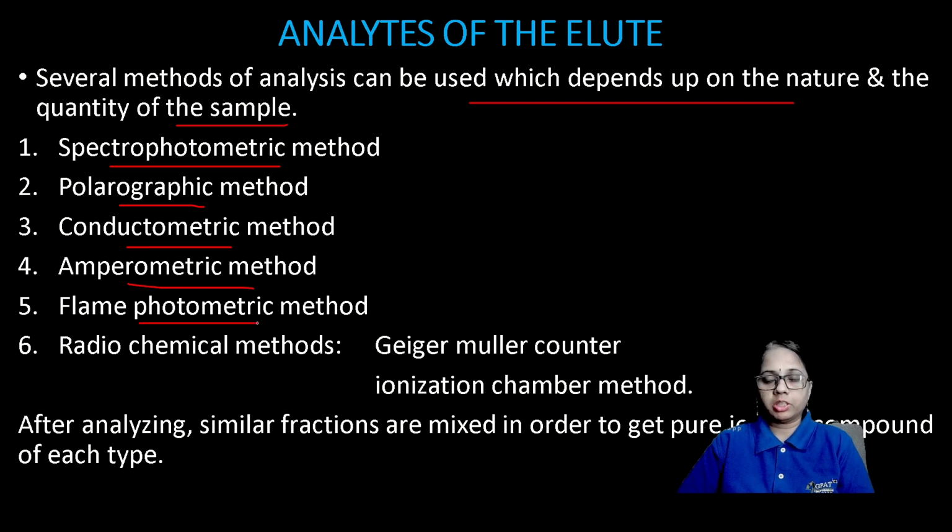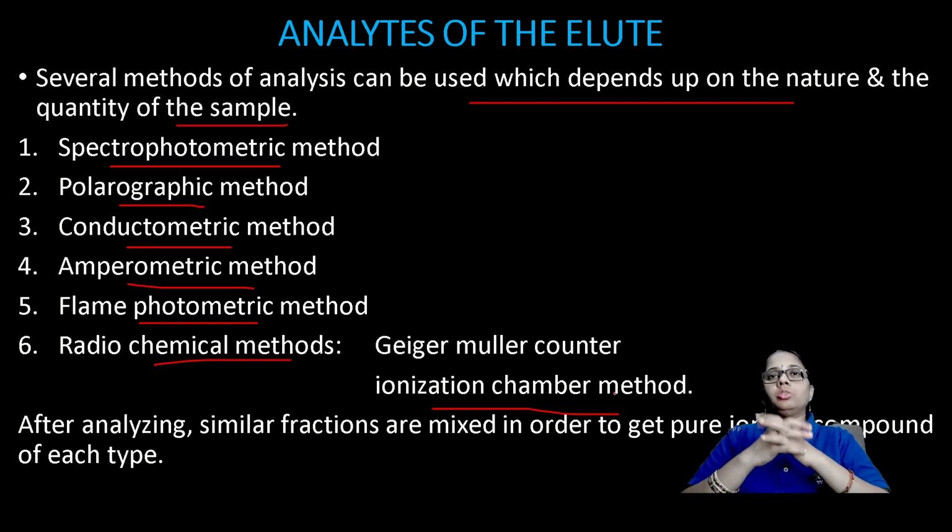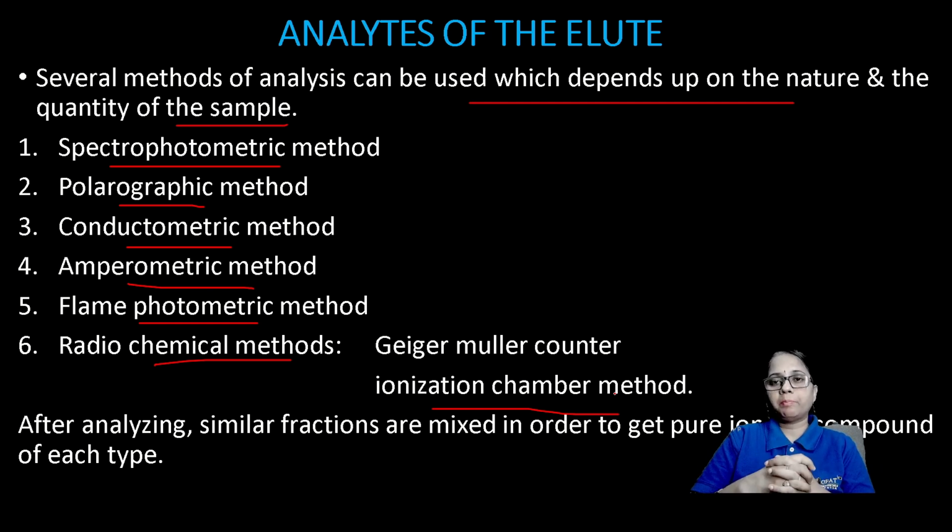Flame photometric method: some elements are going to be present, so if you take that fraction, purify it and put it in the flame photometer, you can observe some colors, so this is also one of the techniques. And radiochemical methods like the Geiger-Müller counter and ionization chamber method. Some radio elements are also separated by ion exchange chromatography, and then you use the Geiger-Müller and ionization chamber methods. These are specifically used for radiochemical compounds.